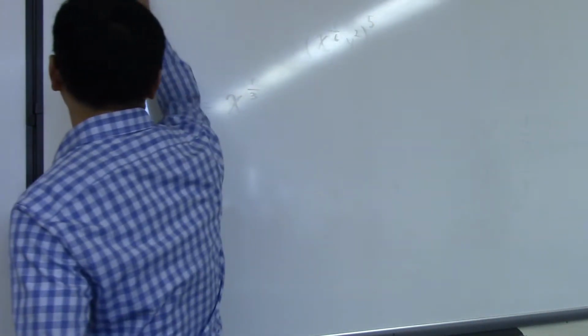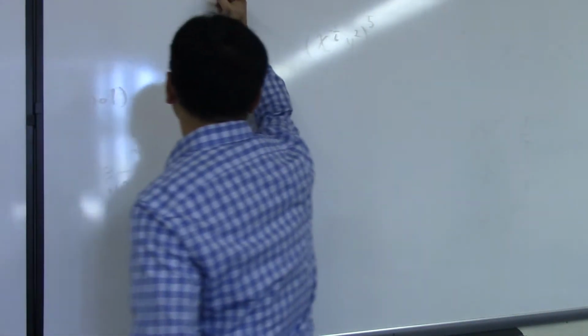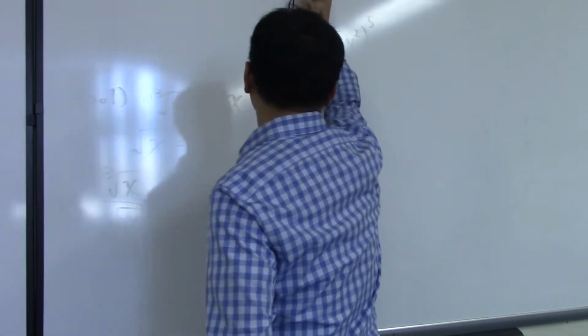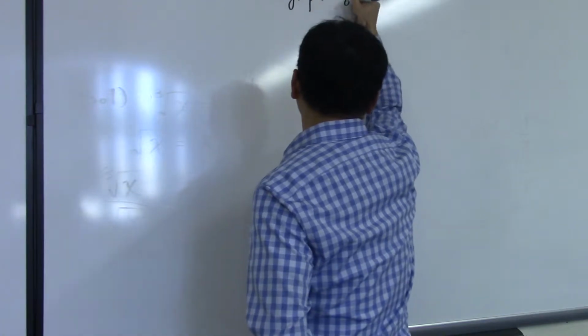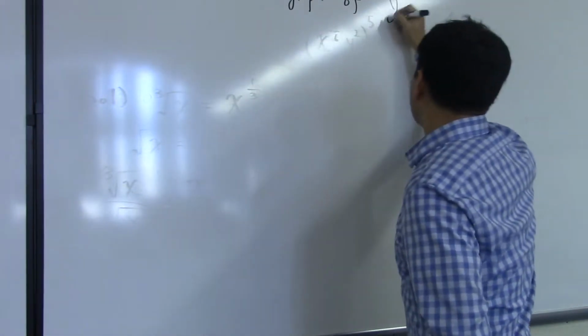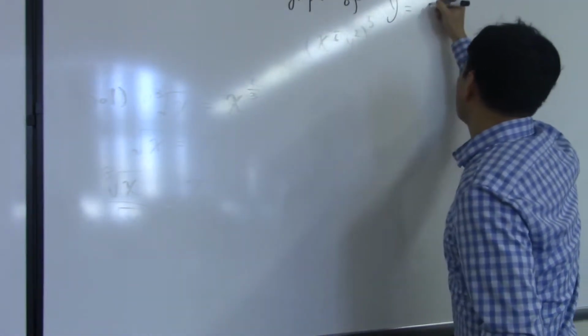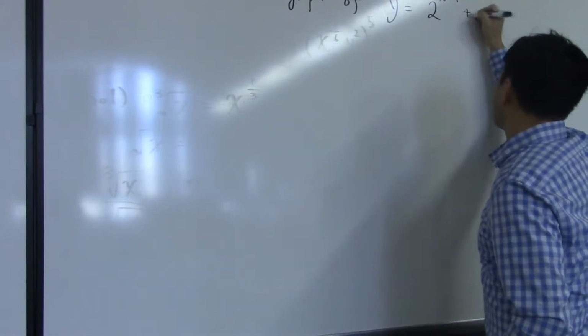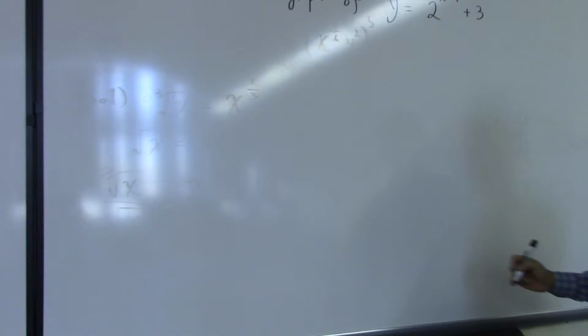What I want to do is drawing the graph. Show the graph of y equals 2 to the x minus 1 plus 3. Let's think about this.